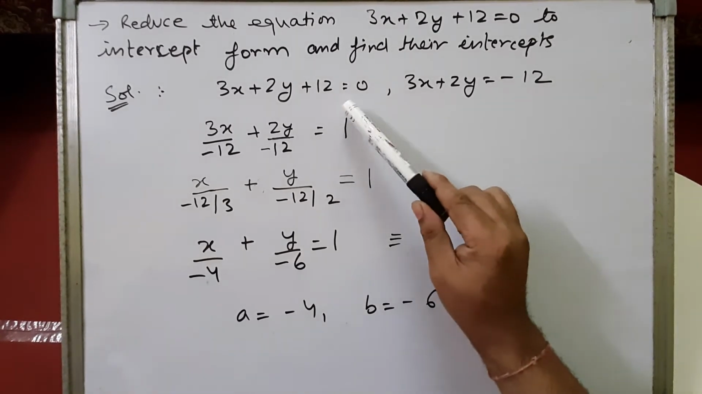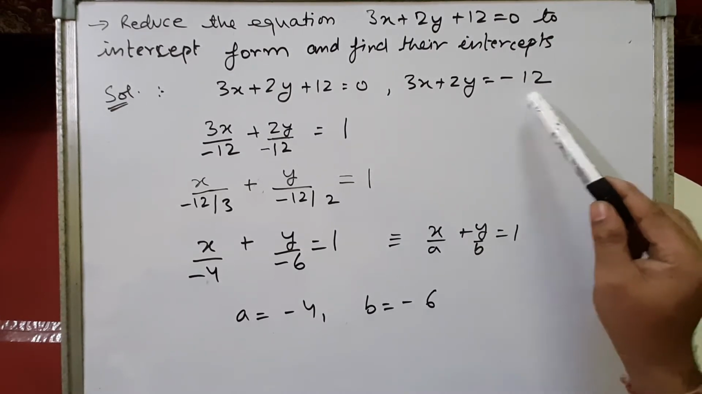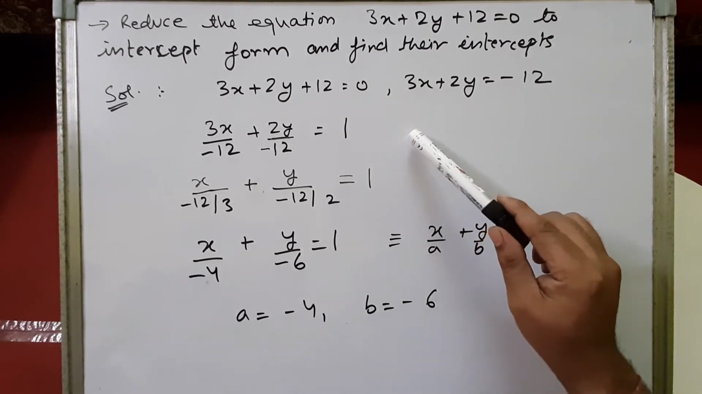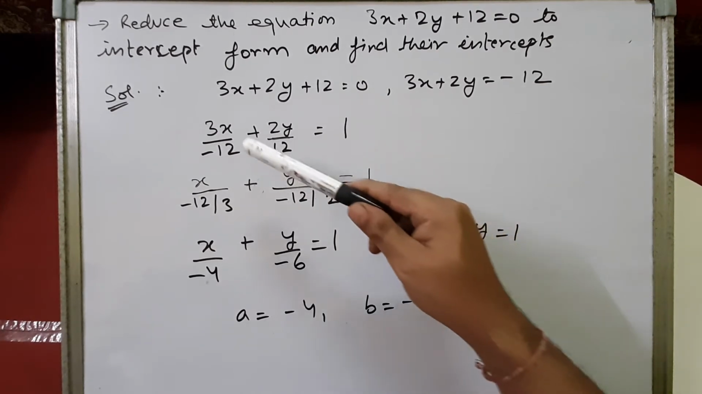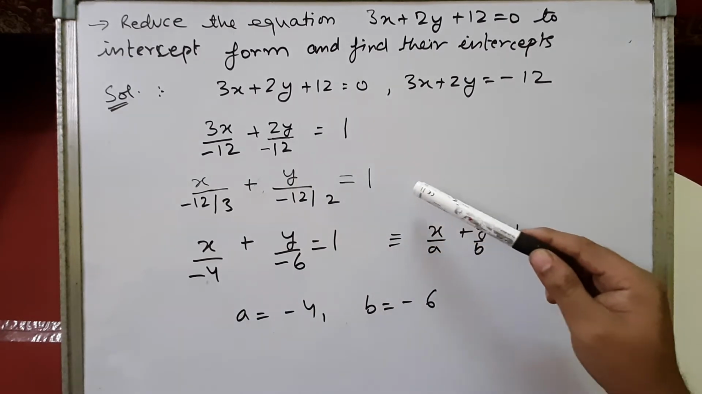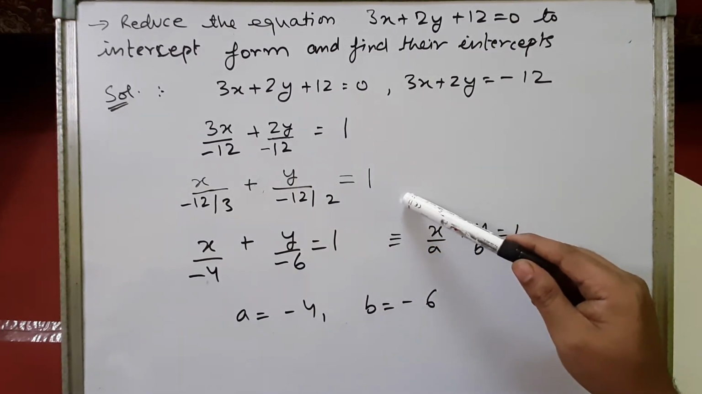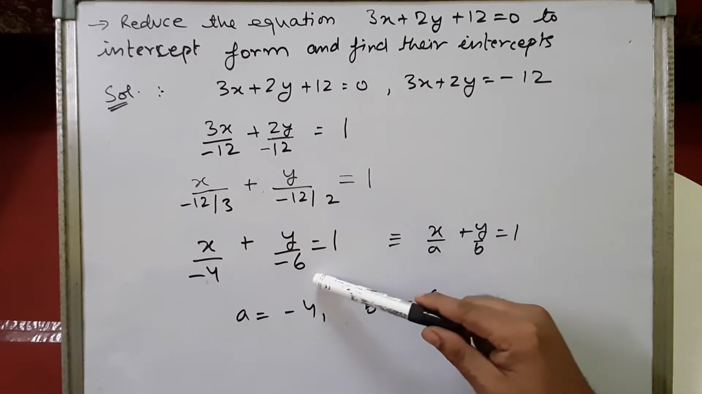First, we'll transfer this constant to the right hand side. It will become 3x plus 2y equals minus 12. Divide by minus 12, so 3x upon minus 12 plus 2y upon minus 12 equals 1. Now we transfer this 3 and 2 to the denominator. This will become x upon minus 12 by 3 plus y upon minus 12 by 2 equals 1. So we can cancel 12 by 3 as minus 4 and minus 12 by 2 as minus 6.